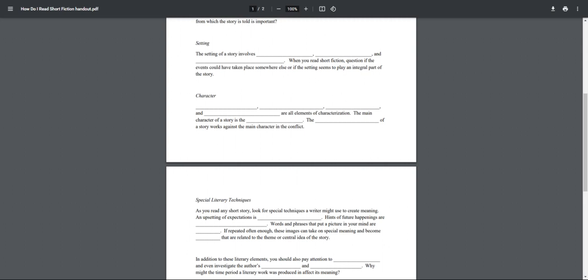Character, obviously this is important. Physical traits, what a character looks like, actions, what a character does, words, what a character says, and how others feel about a character are all elements of characterization. So just think about the way you know people in your life. You know them by how they look, what they do, what they say, and what other people say or feel about them. The same is true for a character in fiction. The main character of a story is called the protagonist. The antagonist of a story is going to work against the main character.